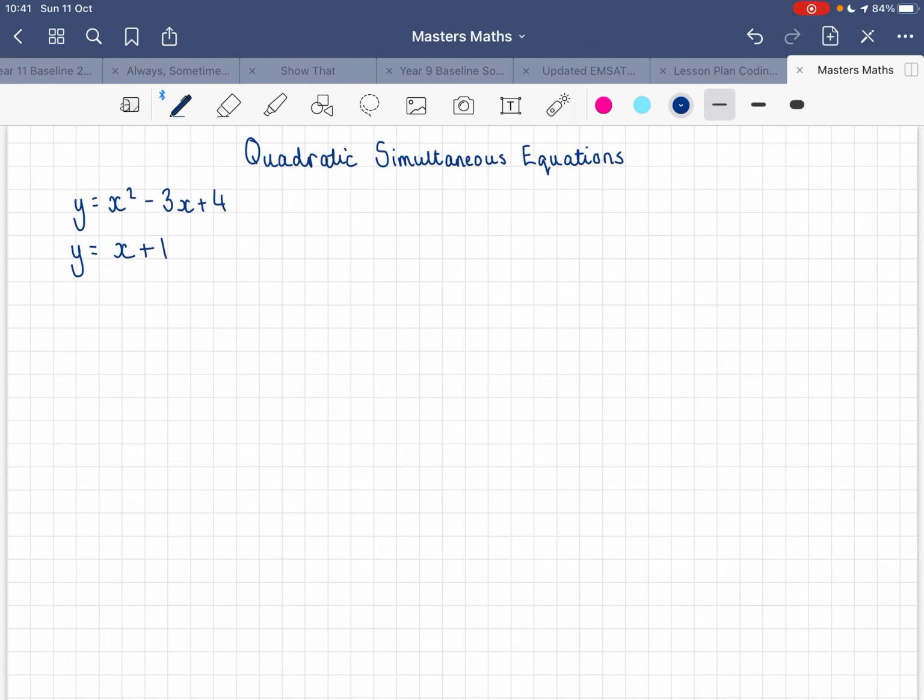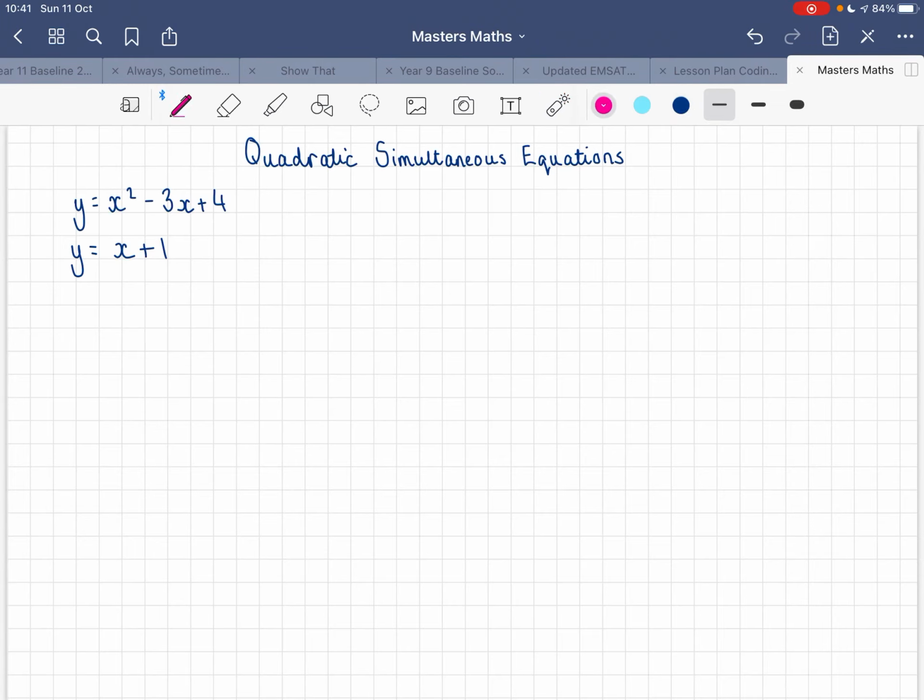solve them by elimination, so you can't make x the same or y the same and add or subtract your equations together. It's not quite as simple as that for a quadratic because you have that squared in there. It makes it more difficult, so you can't eliminate one. So we need to use substitution to be able to solve it.